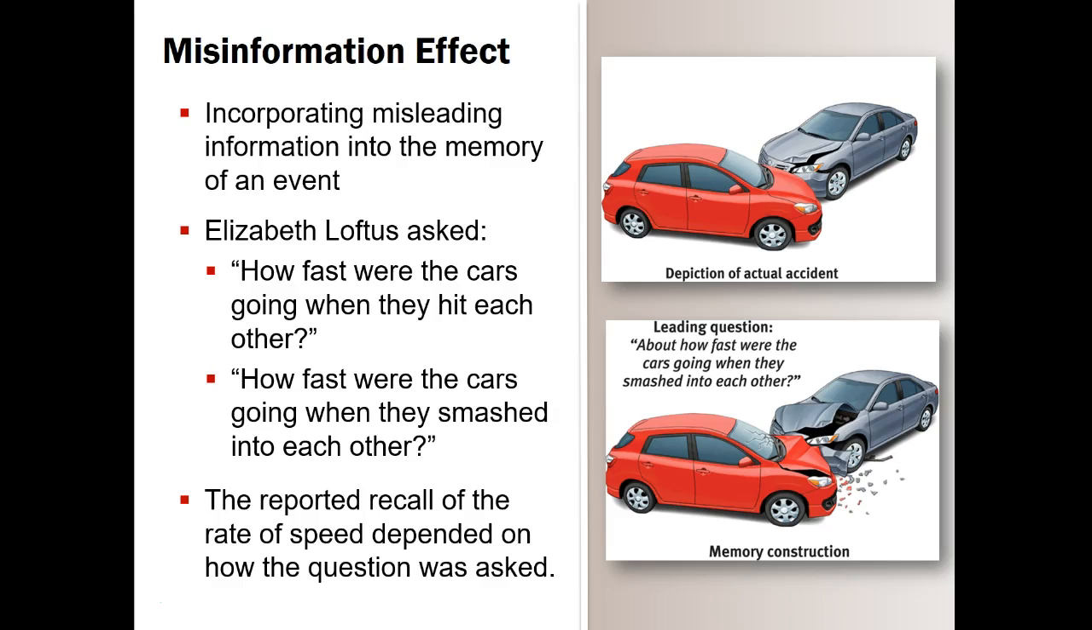One of them she did, though, with the misinformation effect, was had people watch footage of an actual car accident, and then she would ask some of them how fast the cars were going when they hit each other. But other observers were asked how fast the cars were going when they smashed into each other. And so just changing the word in the sentence from hit to smashed produced a difference: the people who heard the word smashed gave much higher estimates of speed at the moment of impact. So she kind of put into their head, by using the word smashed, that these cars were traveling at a high rate of speed, and people actually recalled the cars as traveling faster than they did.